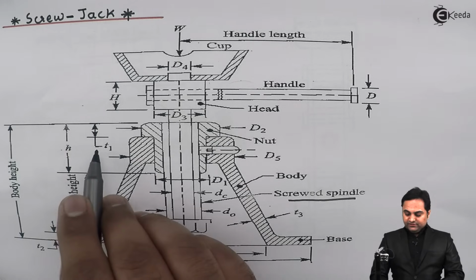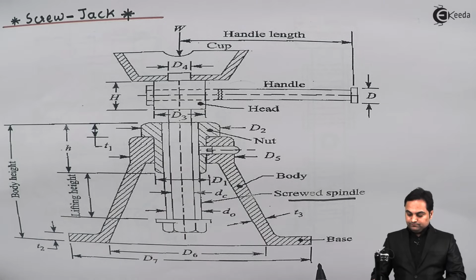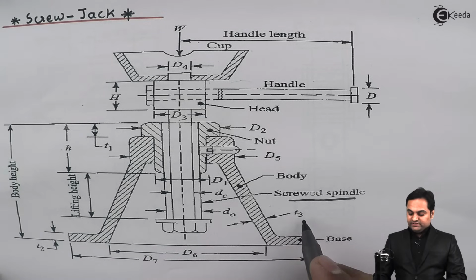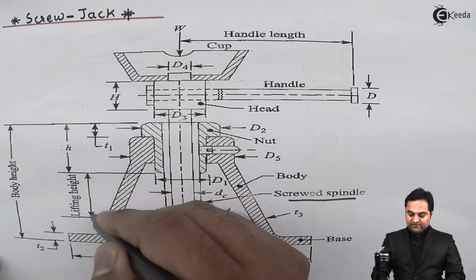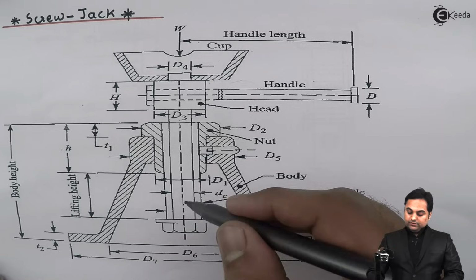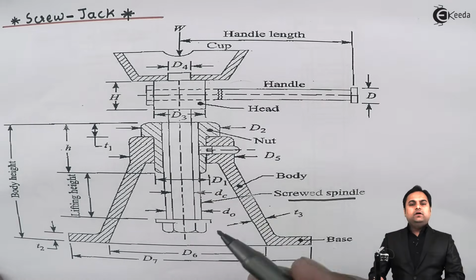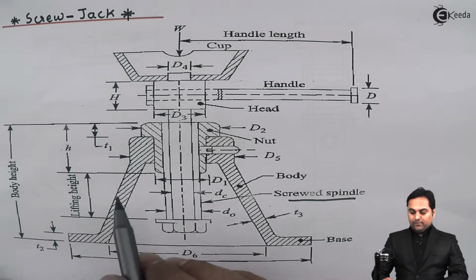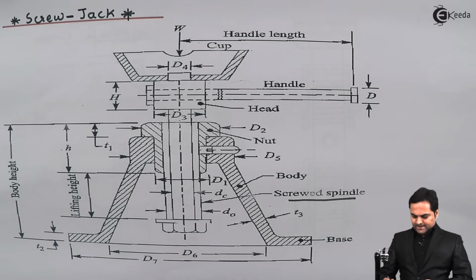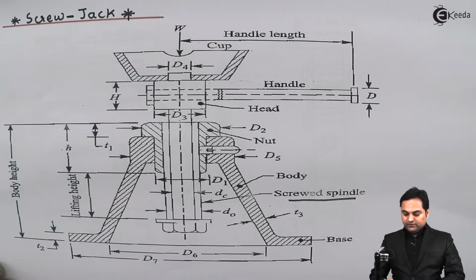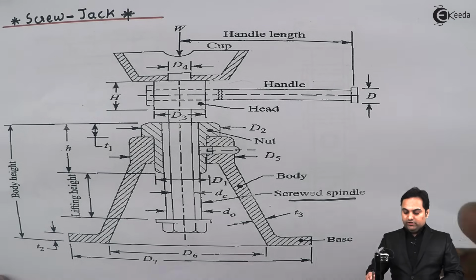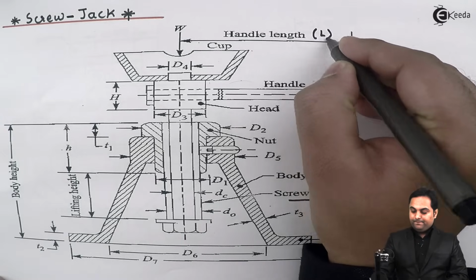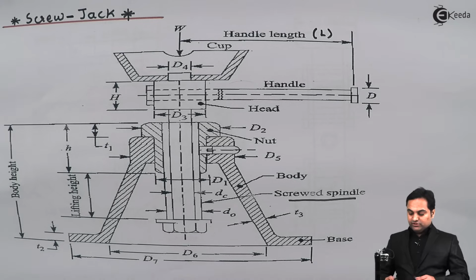Then we have T1 as the thickness of the nut collar, T2 as the thickness of the base, or we can say the thickness of the body. Next, if the thickness of the base is T2, the thickness of the body is taken as T3. Then here we have the lifting height. Lifting height indicates the height of the screw in its maximum upward position, that is, by how much amount it will lift, and it is equal to the amount by which the load would be lifted to its maximum position. Then we have the entire height of the body of the screw jack, which is called the body height. Here we have the handle length, which I can denote by L. So these are some of the descriptions of the parts of a screw jack.